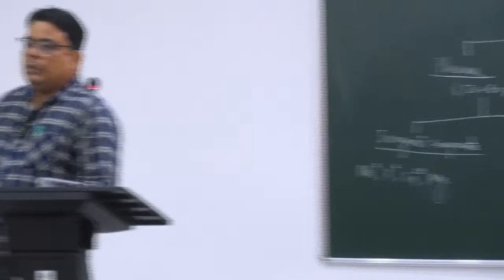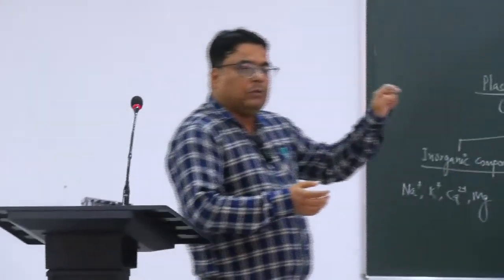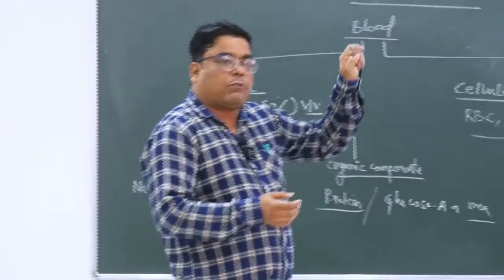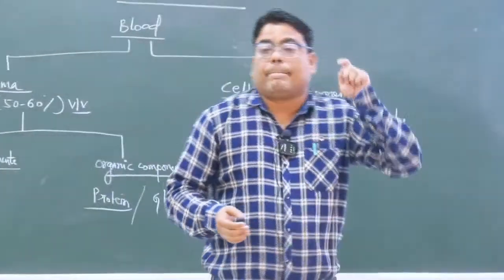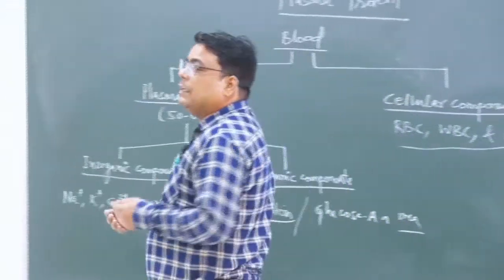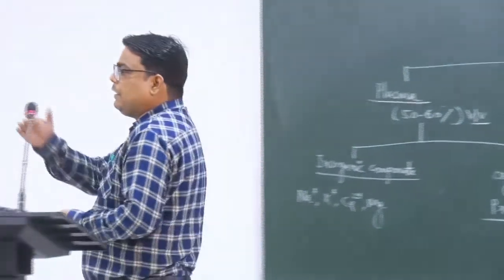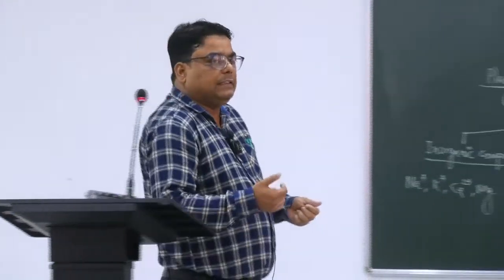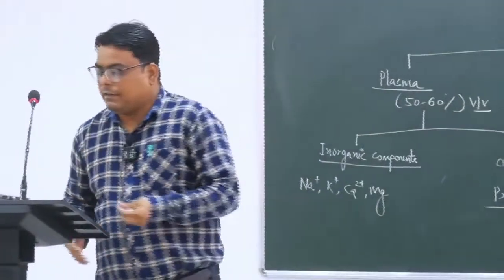Okay? So if somebody asks how to define plasma, then we say it is a transparent, pale yellow, semi-aqueous medium which comes from the blood when we go for the centrifugation process. When we go for the centrifugation process, okay, then we get the plasma.